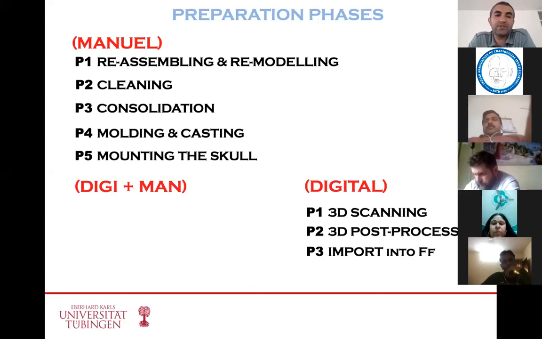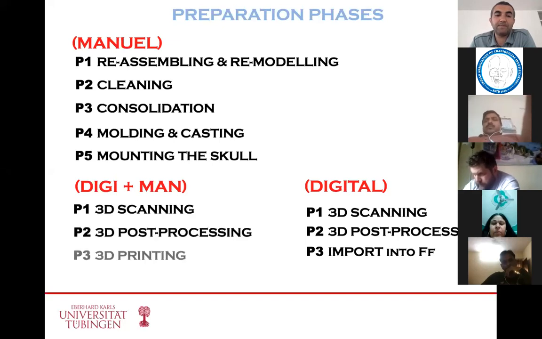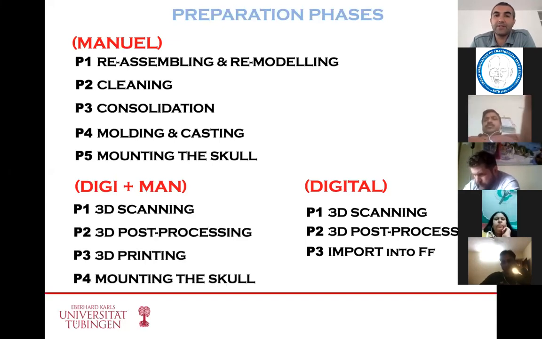And the third one, I call it Digiman. It's the combination of digital and manual methods. First we scan the skull using a surface scanner, then we apply 3D post-processing, and then we send it to 3D printing, and after that we mount the skull onto the station. So if you have a 3D scanner and a 3D printer, I definitely recommend this third phase, because it's much faster and more secure than the manual method.